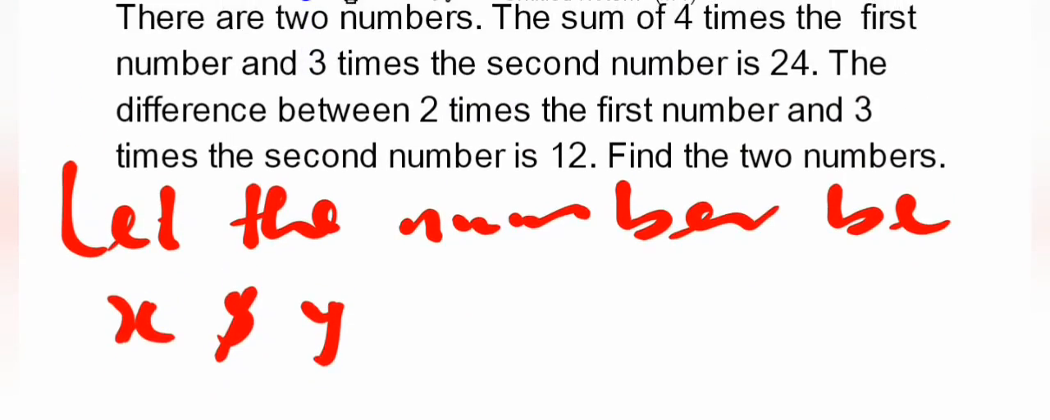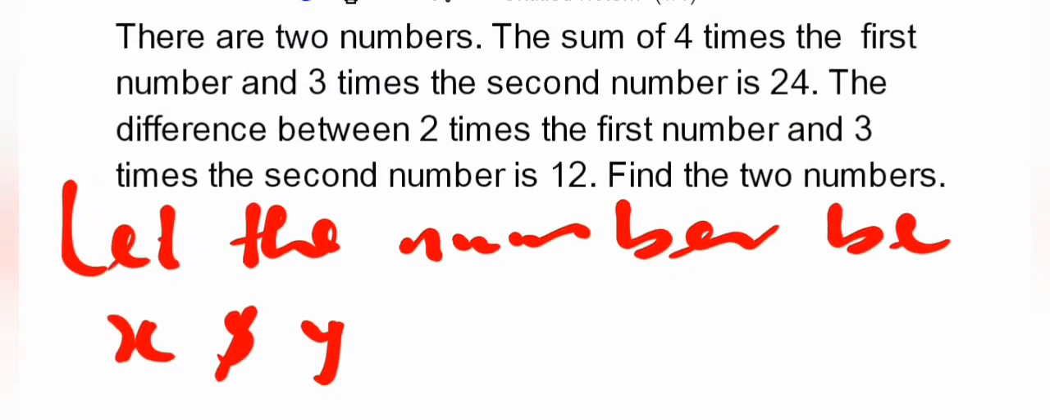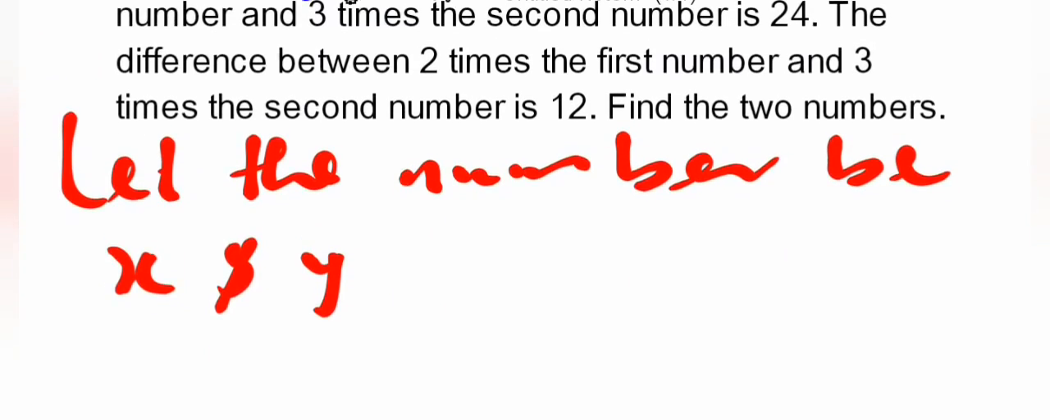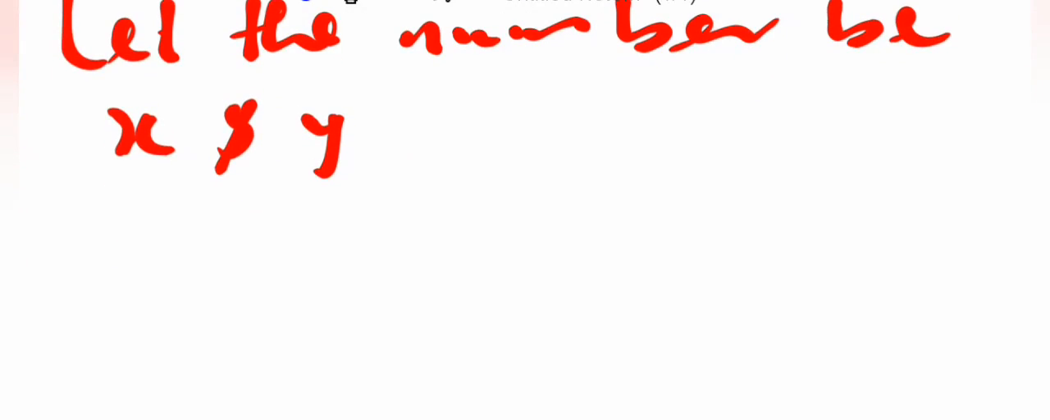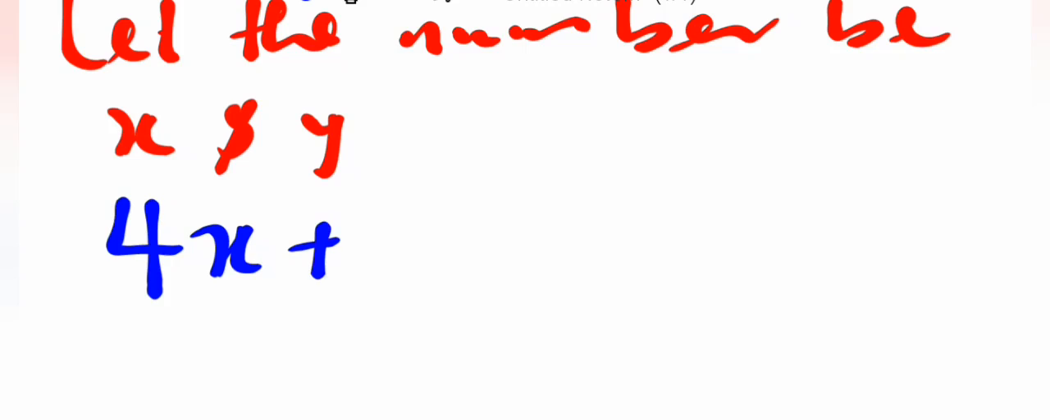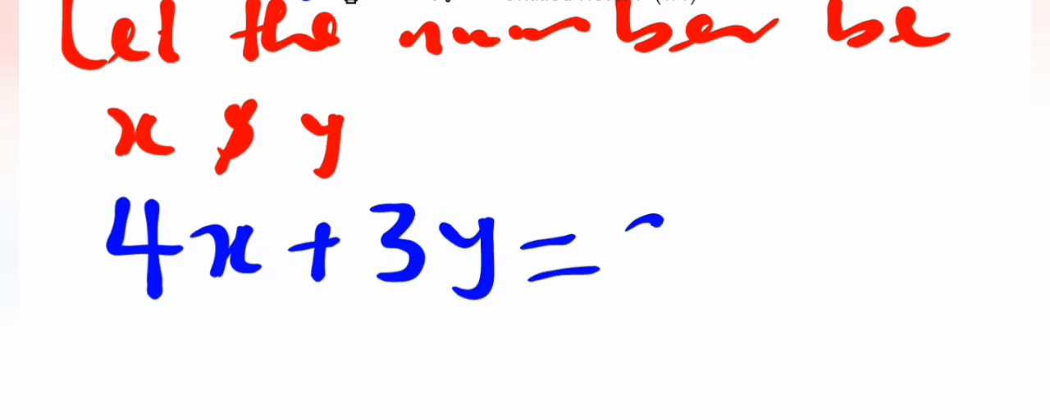So let the numbers be x and y. The sum of 4 times the first number and 3 times the second number. 4 times the first number, that's 4x, plus, that's sum, 3 times the second number, that's 3y, equals 24. We label this as equation 1.